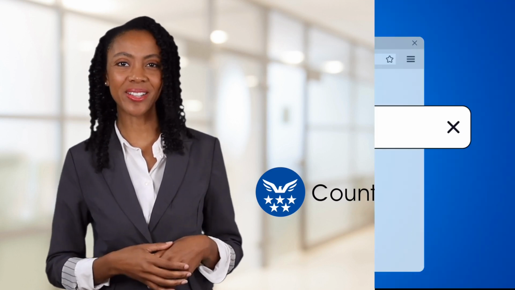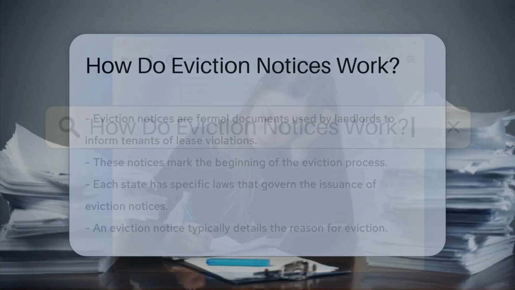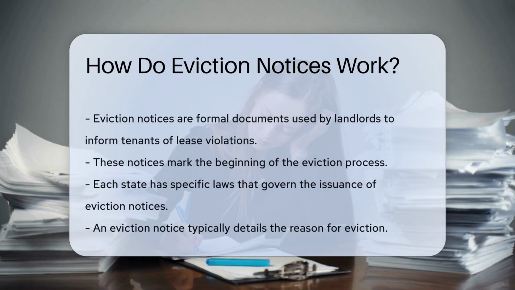Let's get started. How do eviction notices work? Eviction notices are formal documents landlords use to inform tenants of lease violations. These notices initiate the eviction process. Each state has specific laws governing eviction notices.